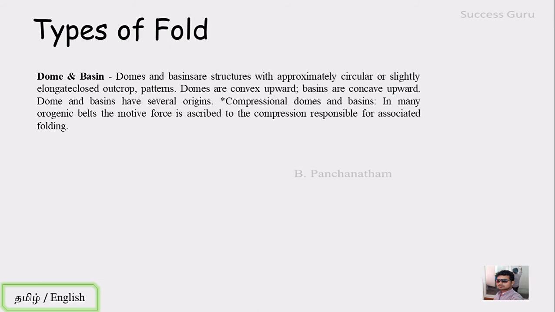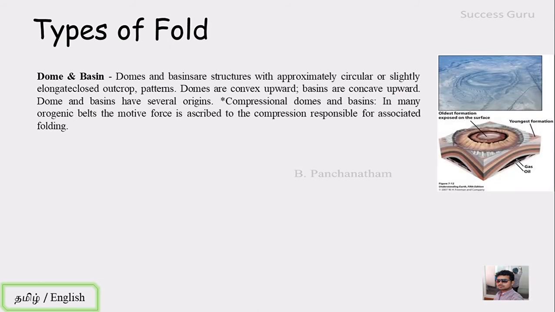Compressional domes and basins occur in many orogenic belts, where the motion force is ascribed to the compressional force. So this is a dome structure where it looks like an upfold, right? If you see this portion, it looks like an anticline, and this portion also looks like an anticline. So a 360-degree upfold will become a dome, right?